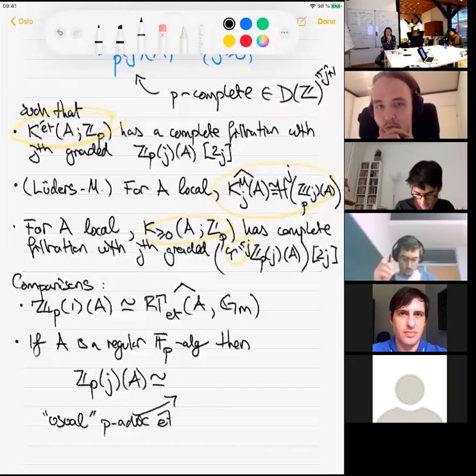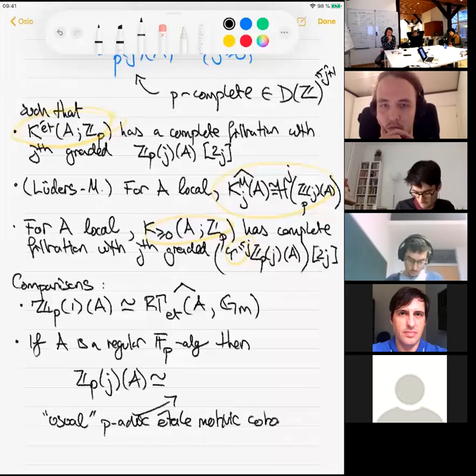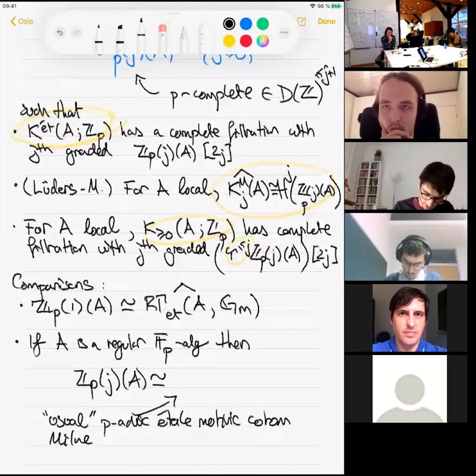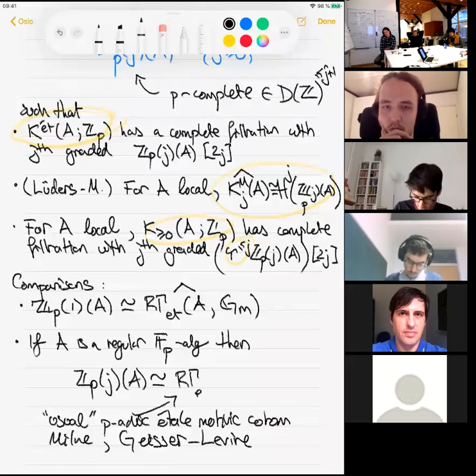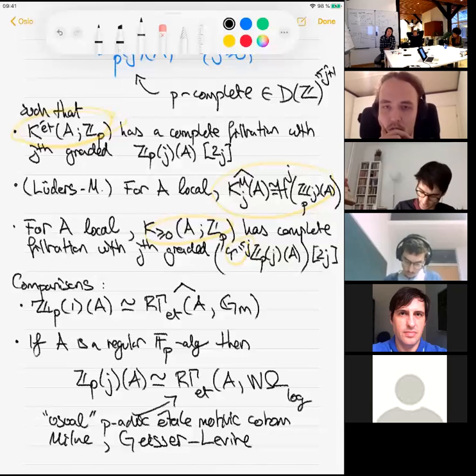p-adic étale motivic cohomology, which was sort of conjectured to be the right thing by Milne, and then really shown to be the right thing by Geisser and Levine. And what is that? So I take the étale cohomology on Spec A with coefficients. The notation is a little bit lax because I should really work modulo powers of p here.